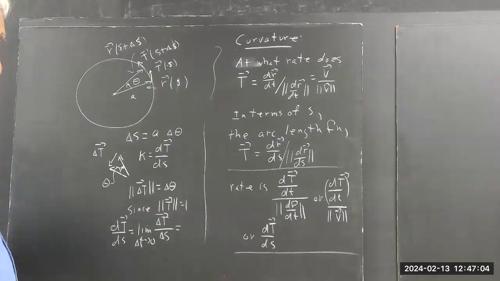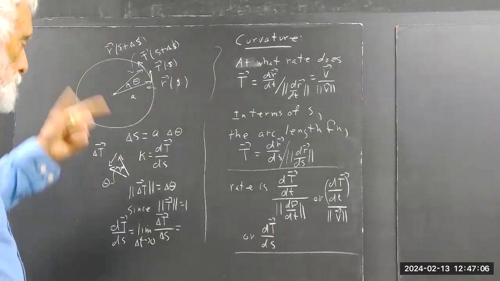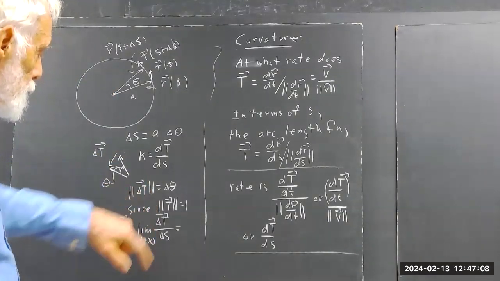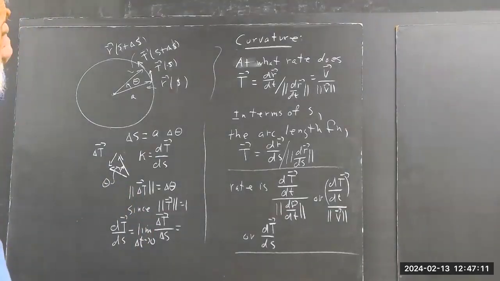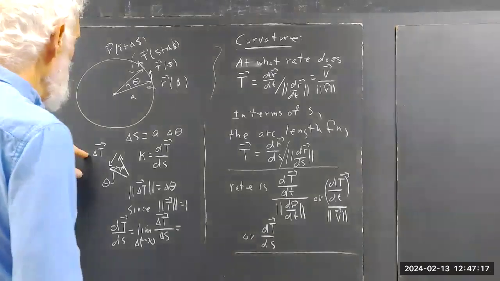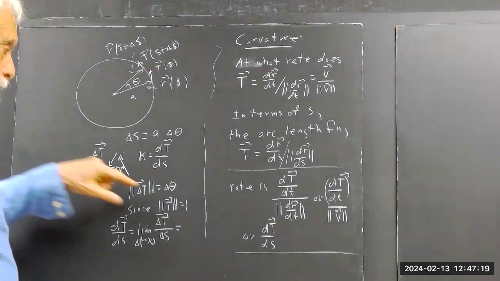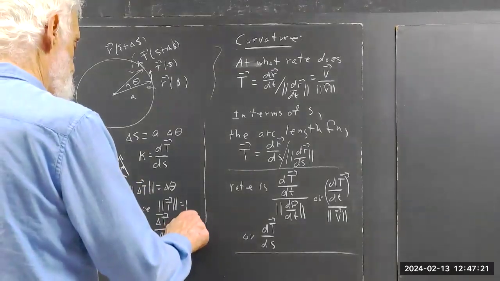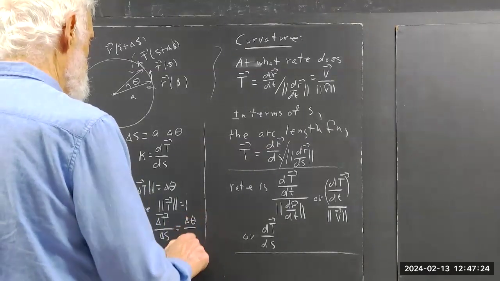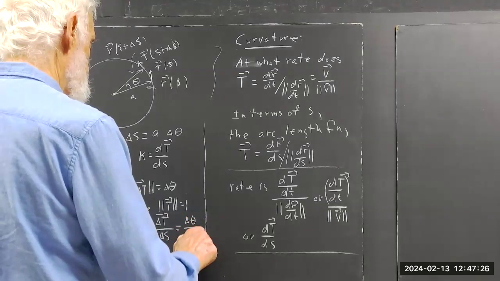The derivative of T with respect to s is the limit of delta T over delta s, which equals what? Well, the magnitude of delta T is delta theta, and delta s is a delta theta.